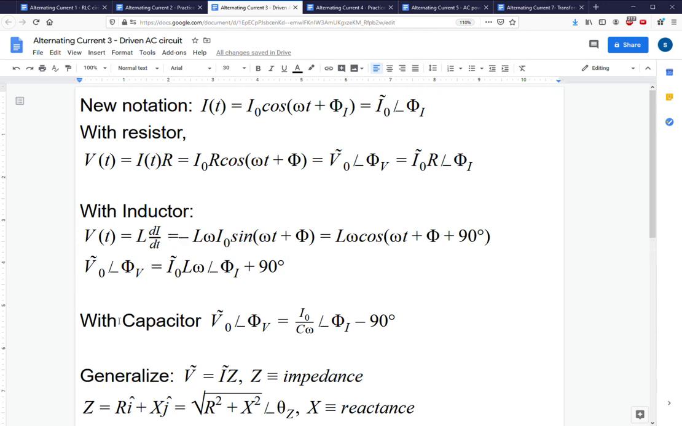Now we could do some similar math with a capacitor, recognizing that the charge on a capacitor is equal to the integral of I dt. I'm just going to shorten it and say that the voltage across the capacitor is equal to I over C omega, and the phase of the voltage is equal to the phase of the current minus 90 degrees. In a capacitor, voltage always trails current.